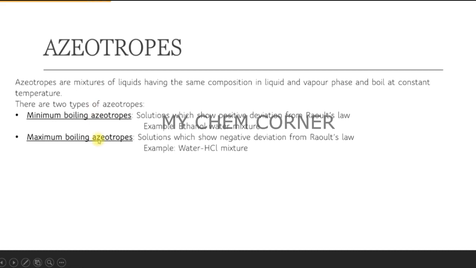So this is again a 3-mark question. They can ask you to define azeotropes, classify them and give an example for each. These topics are smaller, but they carry a lot of marks when it comes to writing your board exam. So kindly focus on these and learn them in detail.